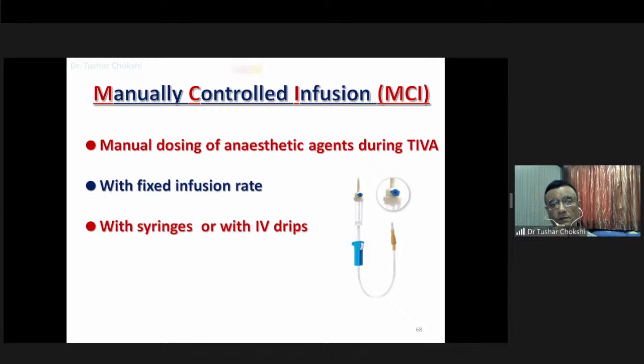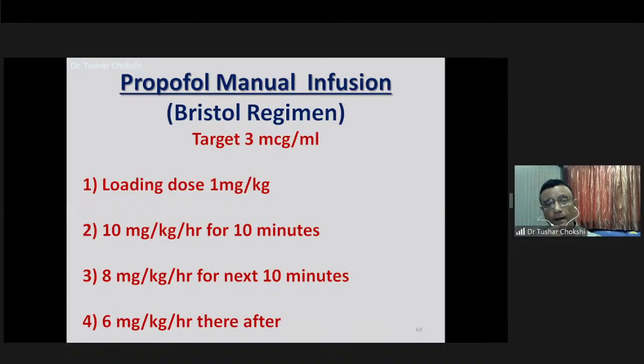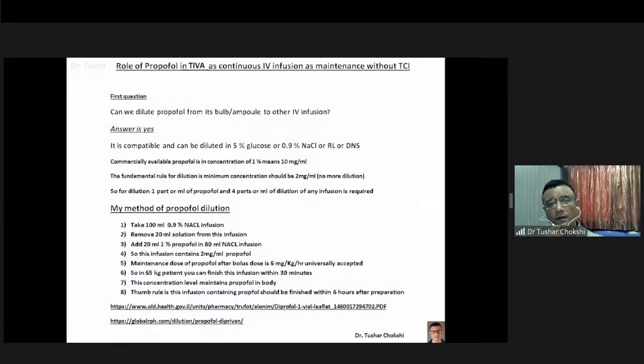Manually controlled infusion means manual dosing of anesthetic drug with a fixed infusion dose rate, with a syringe or with IV drips. Here I will tell you that there are some apps available to control the infusion rate, so I will come to that later in my lecture. Dr. Shivakumar has told about the Bristol regimen, so I will not go into detail.